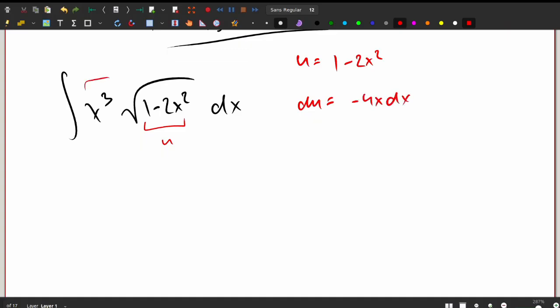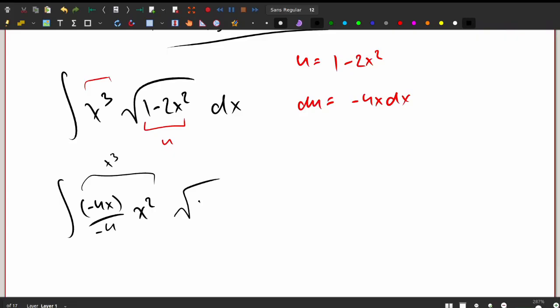What we have here is not quite that, so let's rewrite the integral in terms of u and x just so we can see what we have. I'm going to say negative 4x divided by negative 4, so the value doesn't change, times x squared. Keep in mind this entire expression is still equal to x cubed times square root of u dx. If we look at this negative 4x dx, this is actually equal to du.